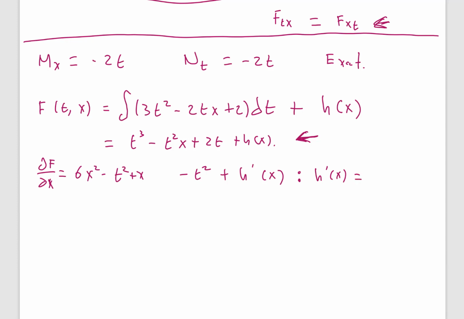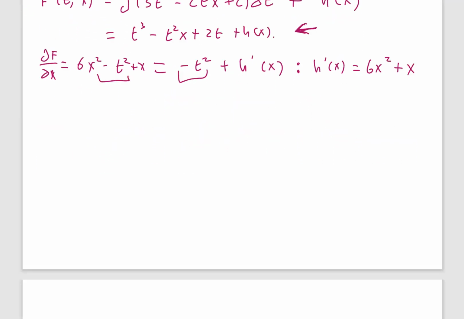This kind of looks like it got a little garbled into a minus sign. It looks like it is an equal sign, and I get that h prime of x is equal to 6x squared plus x. Okay, and notice that the t squares cancel out. So when you're solving for h prime of x, if you have t stuff, it means you've done something wrong. Either it's not exact or you've made a mistake at some point.